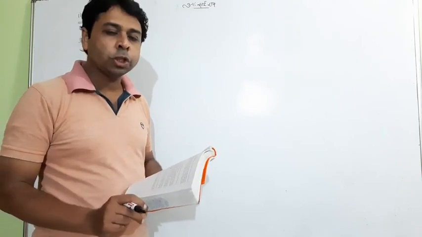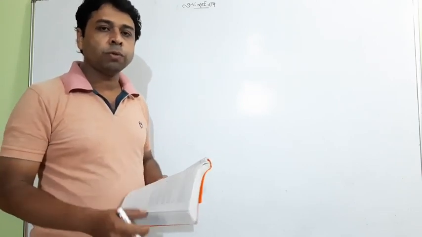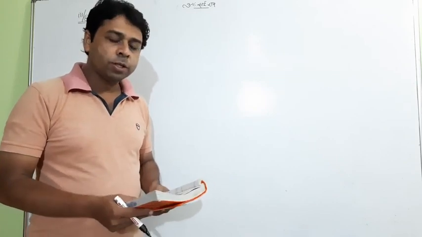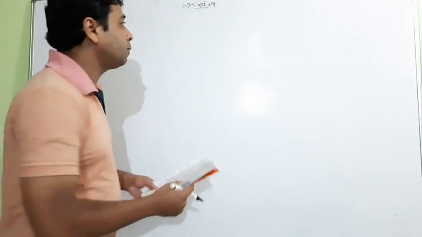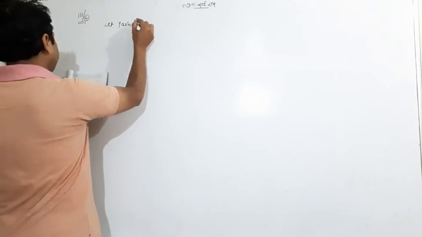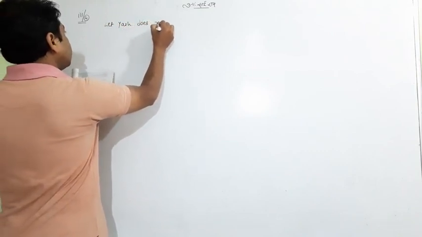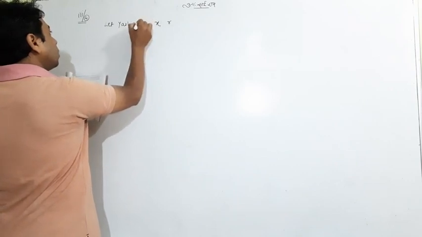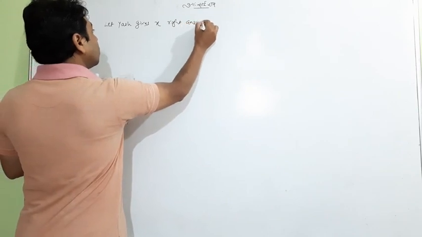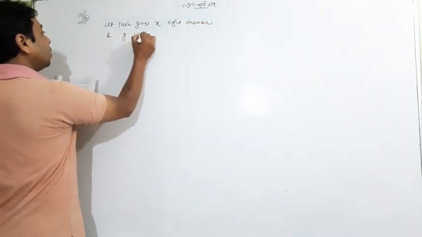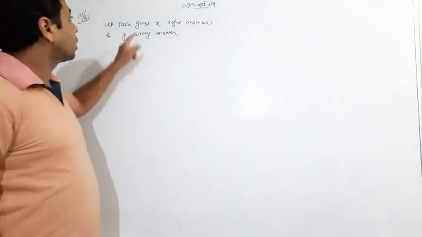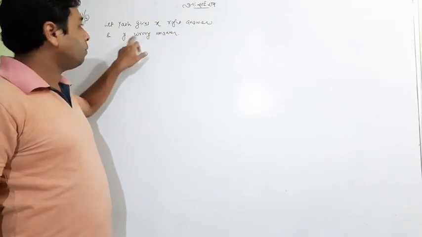The question asks how many questions were there in the test, meaning we have to tell the total number of questions the test contains. So first of all, for the first condition, let Yash give X right answers and Y wrong answers. Yash gives X right answers, and Y is the number of wrong answers.